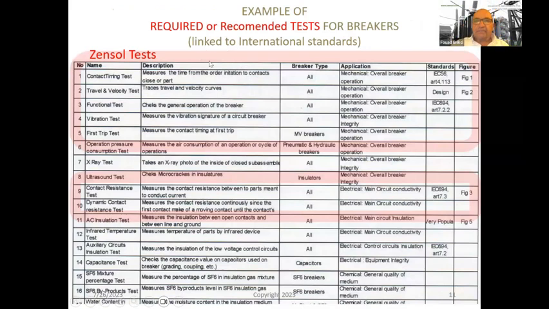The required or recommended tests for breakers linked to international standards. Here you can see, for example, the contact timing test, travel and velocity test, functional test, vibration test. It's a recommended first trip test, and also contact resistance test, dynamic resistance, and all the red are the tests that we do with our instruments.